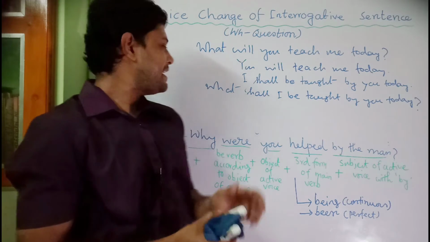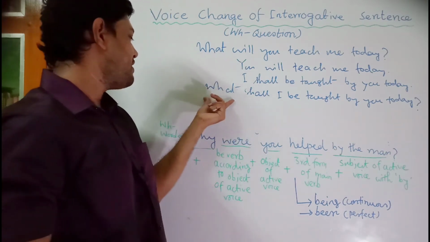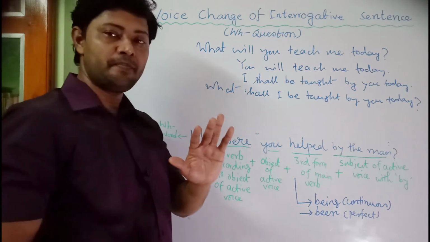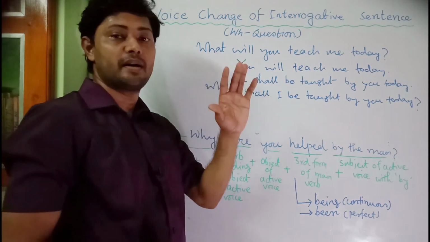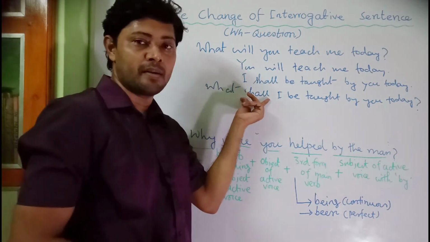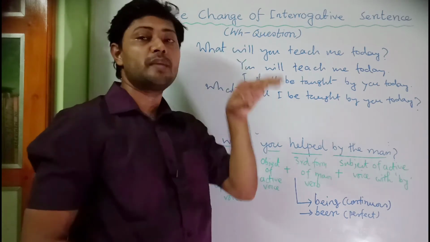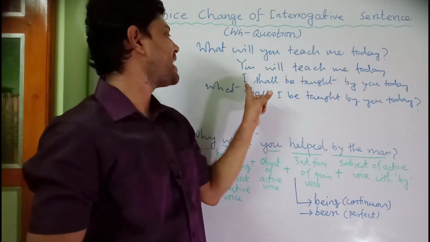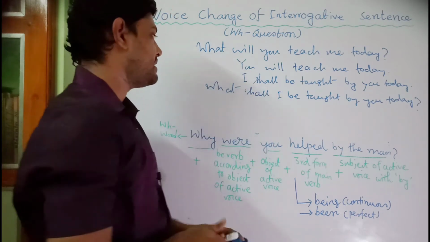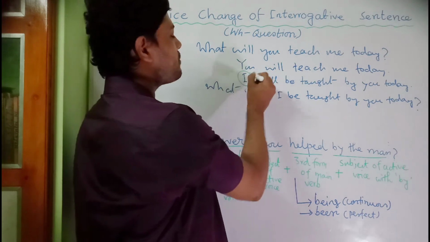Okay, so now you will find some change in this rule. What is the change? First, the WH word remains the same, then there is no be verb, no need to take a be verb. There will be the modal verb, and the modal verb should match with the subject of the passive voice. That means the object of the active voice becomes the subject of the passive voice, and the modal verb should match with it.